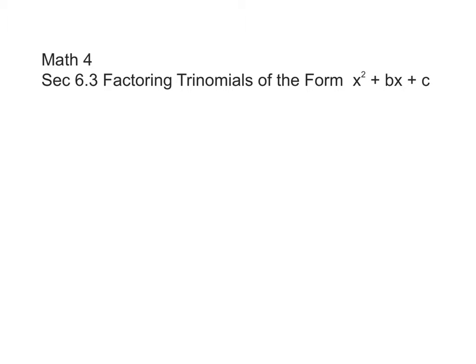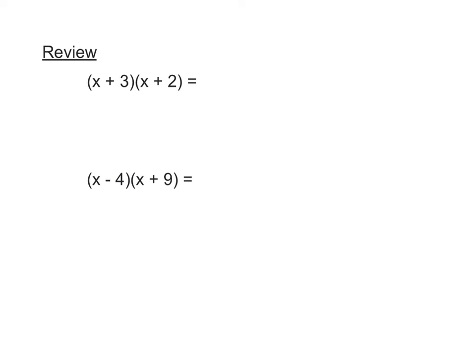In this lesson, we'll look at another type of factoring trinomials of the form x squared plus bx plus c. But first, let's do some review of multiplying binomials. The first one here is x plus 3 times x plus 2. We could use the FOIL technique to go ahead and figure out the answer.